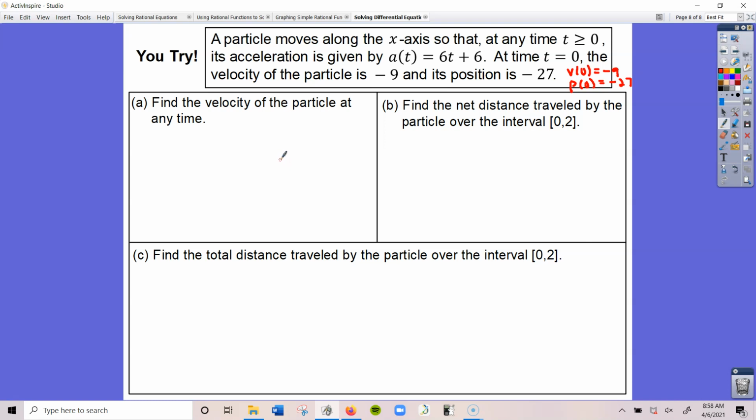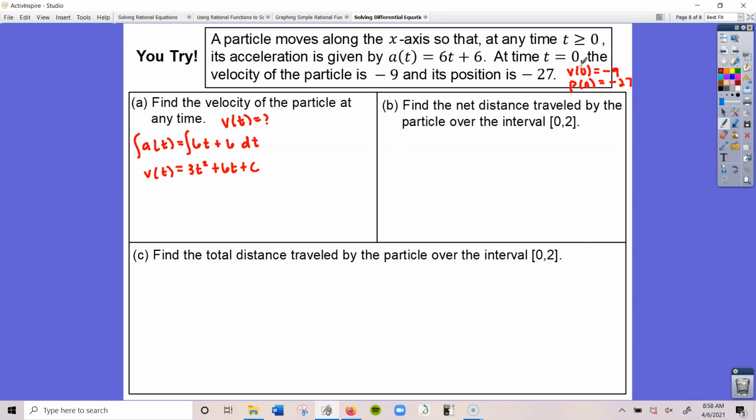So let's start with part A. Find the velocity of the particle at any time. That means that we want to find what the equation is for v of t. So we have that a of t is equal to 6t plus 6. And we have to integrate both sides. And don't forget to close the integral here with the dt. So when we integrate a of t, that is v of t, is equal to 6t squared over 2, which is 3t squared, plus 6t plus c.